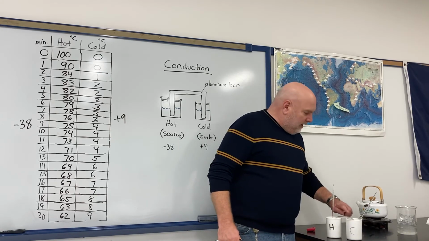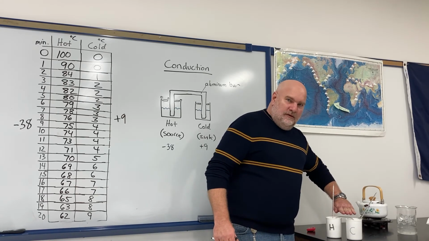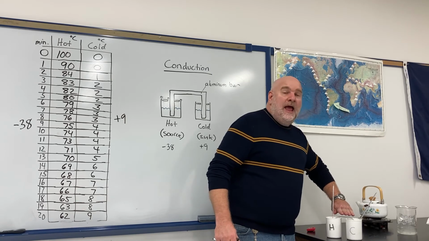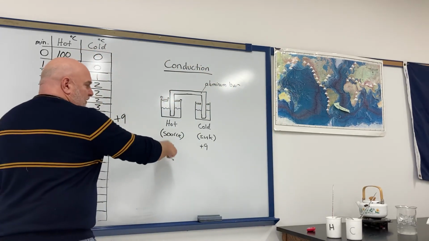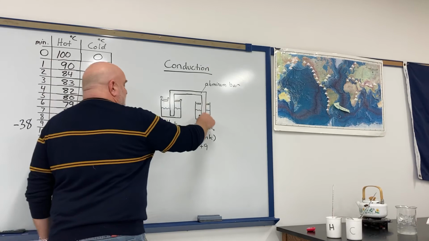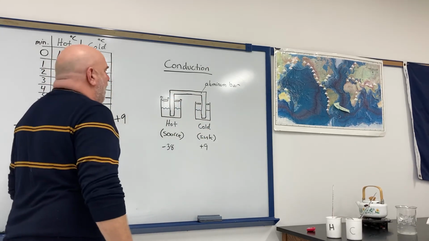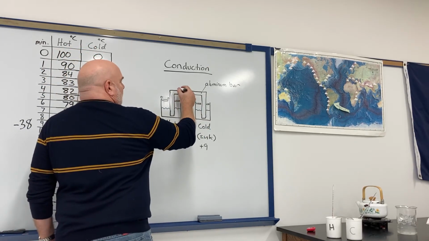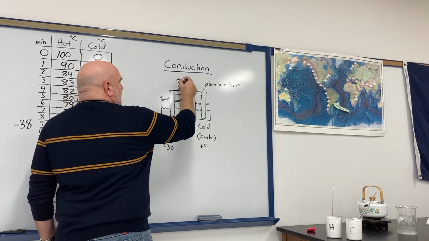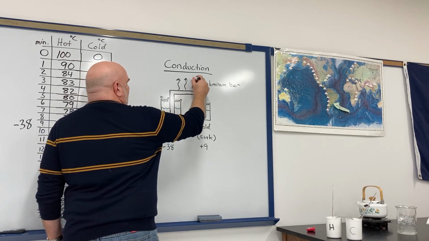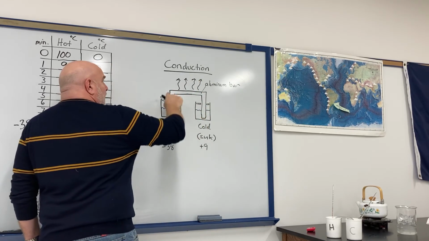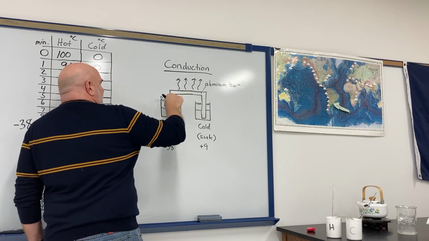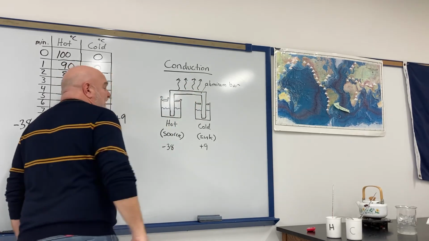Not only is the metal bar hot, but if I put my hand above the metal bar, I can feel heat coming off of it. So where did a lot of this heat go? Well, some of it's actually still in the metal bar itself. But a lot of the heat is radiated to the air before it even gets to the cold cup. So that's where we're losing a lot of the heat, this energy being radiated to the air.